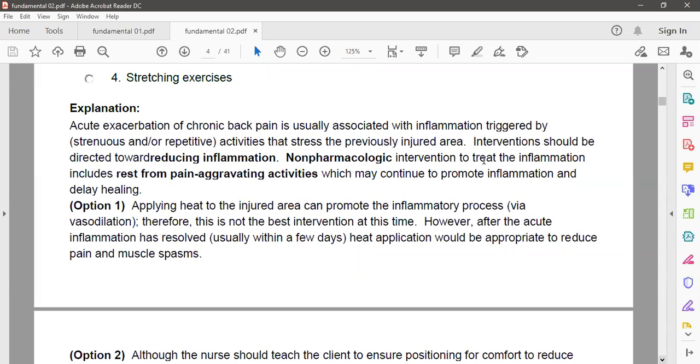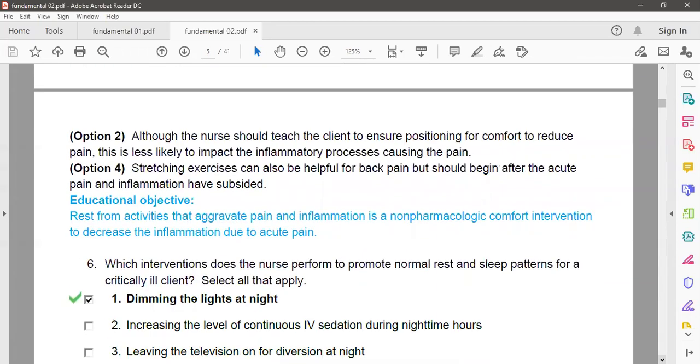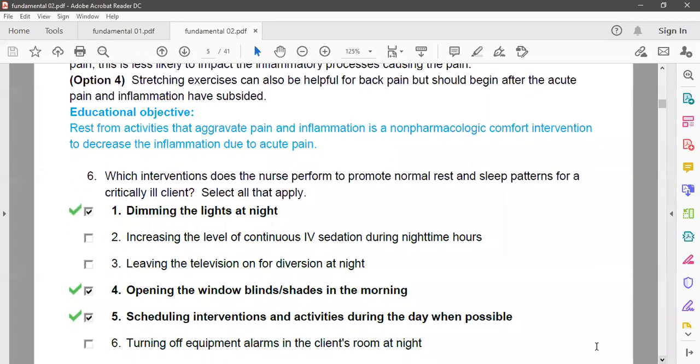Non-pharmacological interventions to treat the inflammation include rest, which is the most priority, and rest can reduce the signs and symptoms of inflammation. What are the objectives here? Rest from activities that aggravate the pain and inflammation is a non-pharmacological comfort. And as an RN or LPN, we can intervene or implement it for my patient to reduce the acute signs and symptoms like pain.